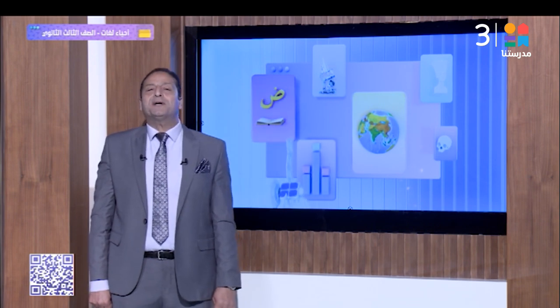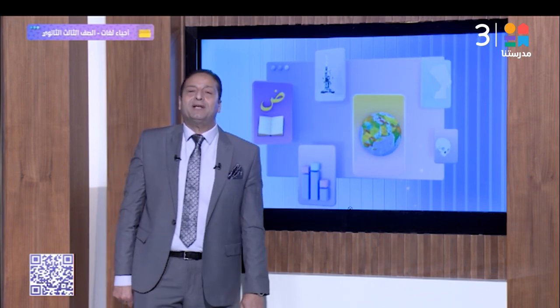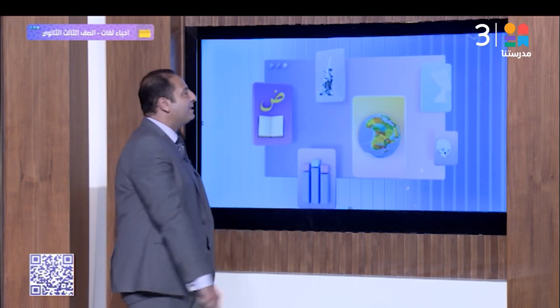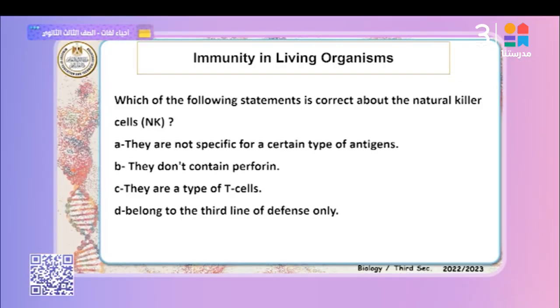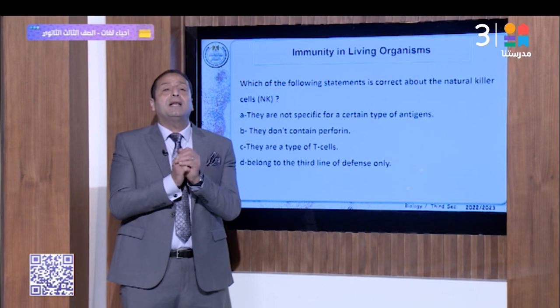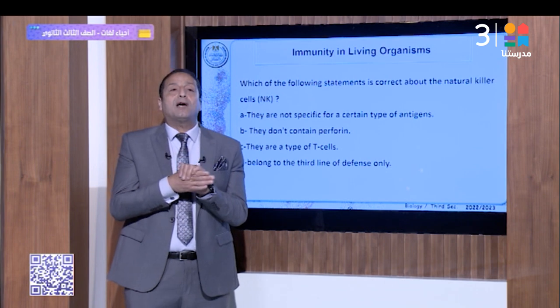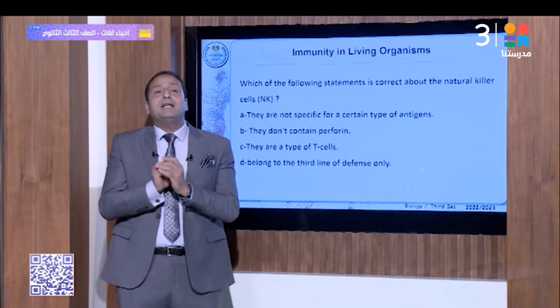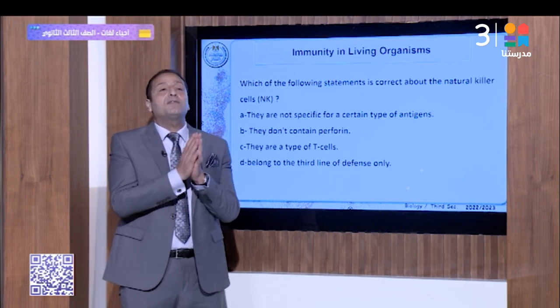Now we are going to focus on other questions related to immunity in living organisms. Follow me, please, and pay attention. That's right. Which of the following statements is correct about the natural killer cells, NK? Natural killer cells are a specific type of lymphocytes that represent 20 to 30% of the white blood cells. Natural killer cells are found in the second line of defense and the third line of defense.